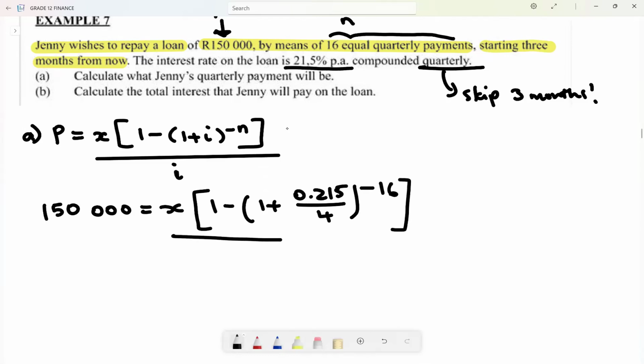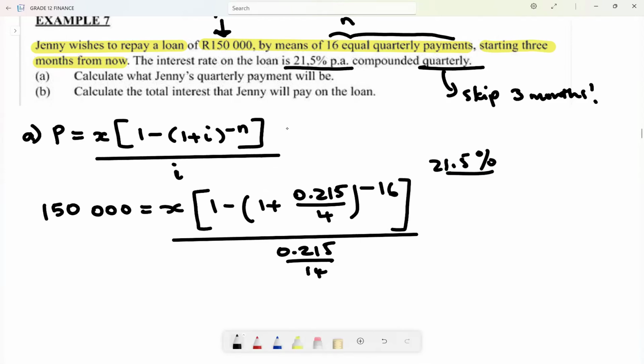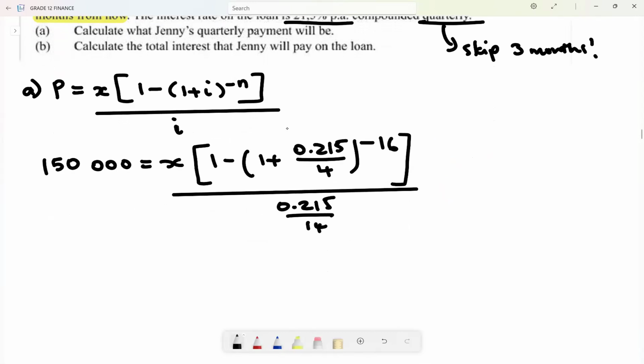Divide by i, 0.215 divided by 4. Someone here, instead of dividing by that, will write 21.5% divided by 4. You need to make sure when you punch your calculator, this percent sign is present there. Because if you just do 21.5 only, it's wrong. But if you say 21.5% divided by 4, then it's good. I mean, we cannot penalize you. Oh, actually, the teachers cannot.